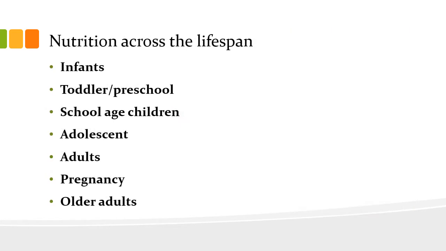Continuing with nutrition across the lifespan, infants through school-age children are rapidly growing. They have high protein, vitamin, mineral, and energy requirements. Start introducing solid foods to babies when they're 4 to 6 months old. Usually this is like a rice cereal or those little fruit squeezers. Toddlers should drink whole milk until the age of 2.